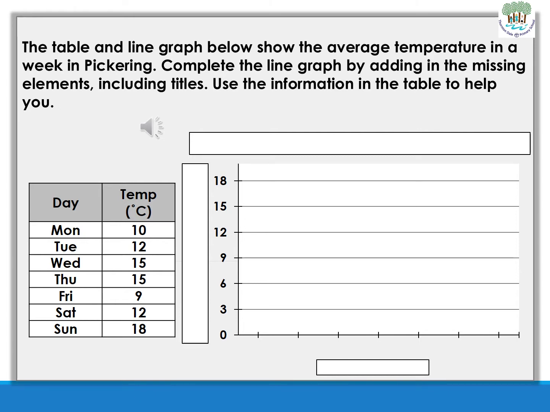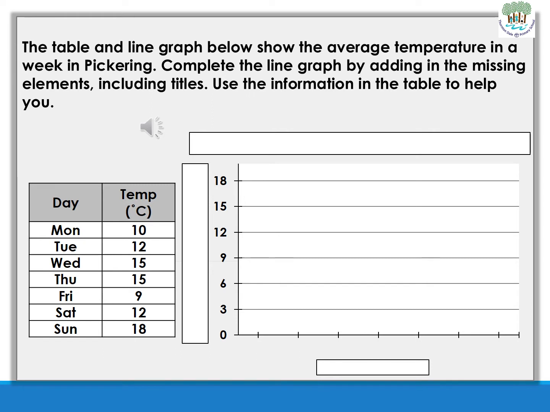We can see that the y-axis is already labelled with numbers. However, the x-axis is empty and there are missing labels on the x-axis, the y-axis and a title. What we can think is, well, the numbers are already vertically at the y-axis, so we would label them as temperature, and then in brackets degrees Celsius. The title would be the graph to show the average temperature in a week in Pickering.